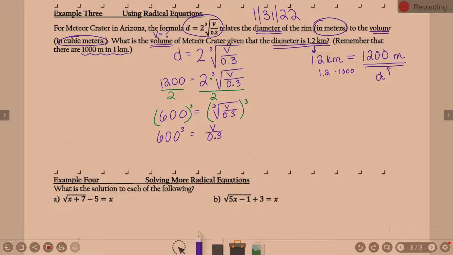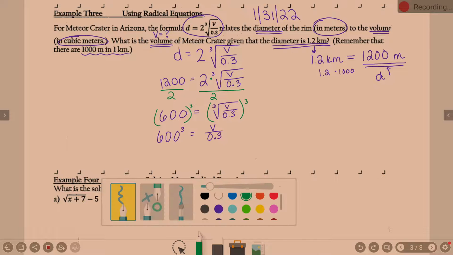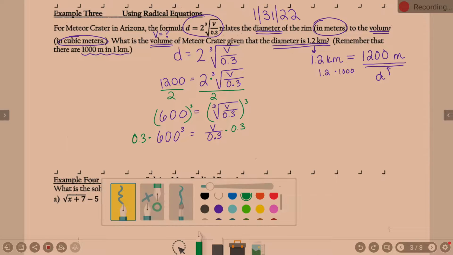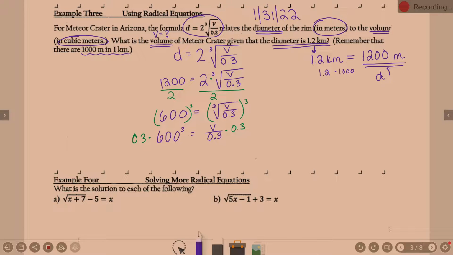What do we have to do to finish getting V by itself? You have to multiply by 0.3 on both sides. If this is V divided by 0.3, the opposite of dividing by 0.3 is to multiply by 0.3. What I do to the left, we do to the right. So at this point, my 0.3s cancel. I'm going to have V equals whatever 0.3 times 600 cubed is.